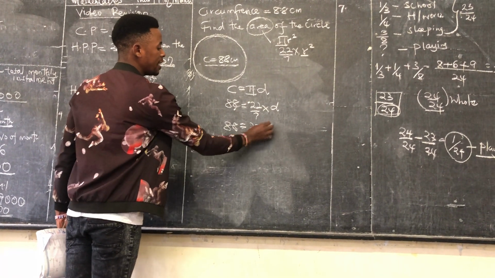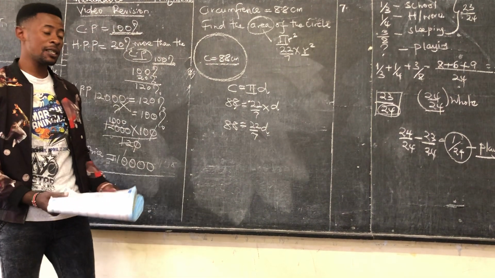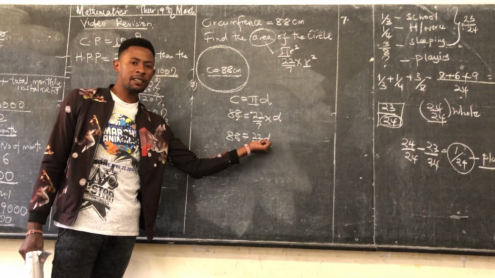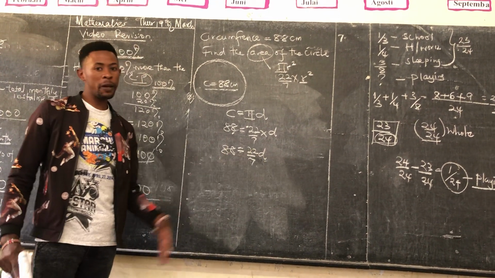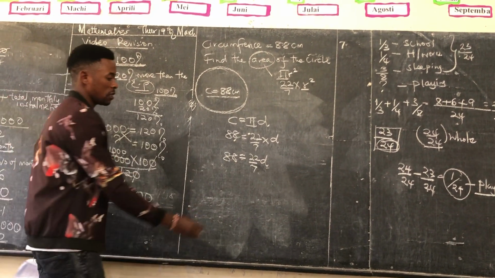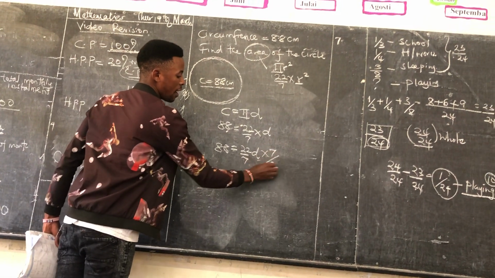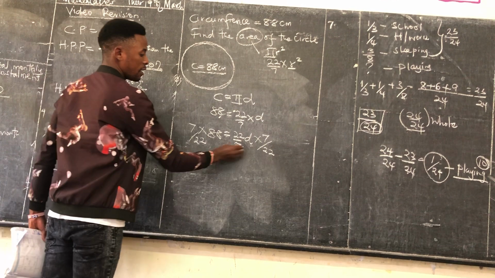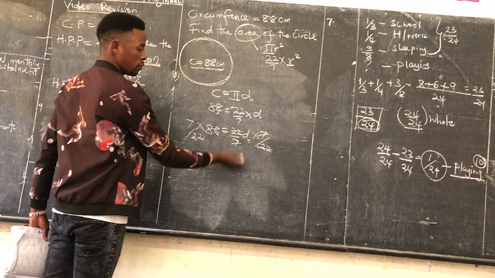So this will be 88 is equal to 22 over 7 times d, that is 22 over 7 d. What did I say? As far as a known letter is attached to a fraction, you multiply both sides by the reciprocal of the fraction. So times 7 over 22, times 7 over 22. 7 and 7, and 22 cancels.